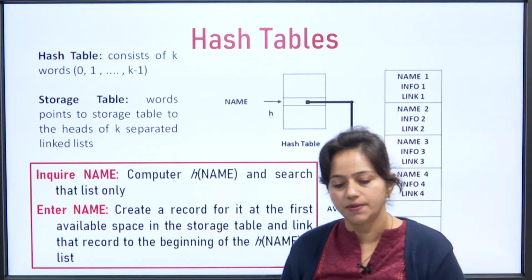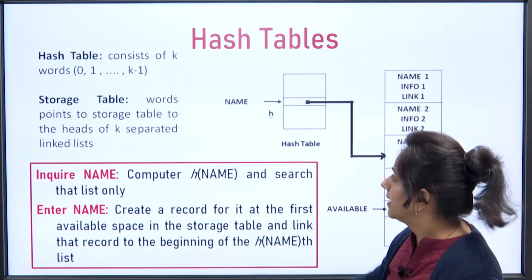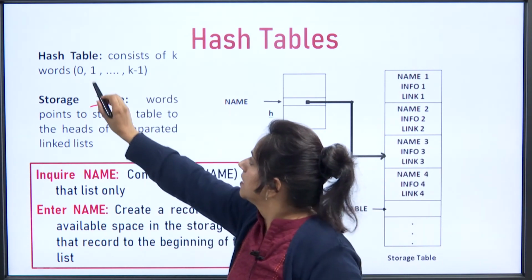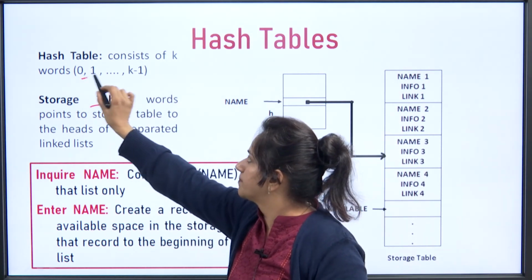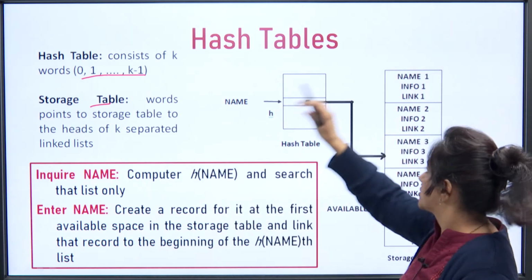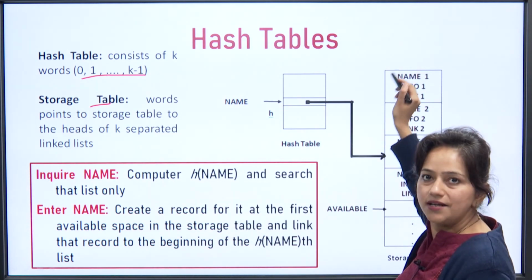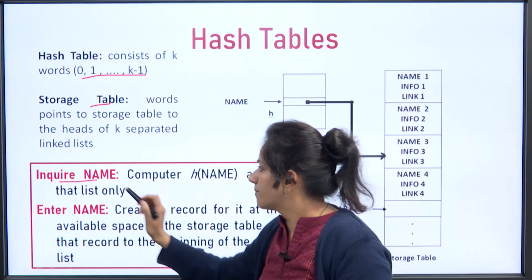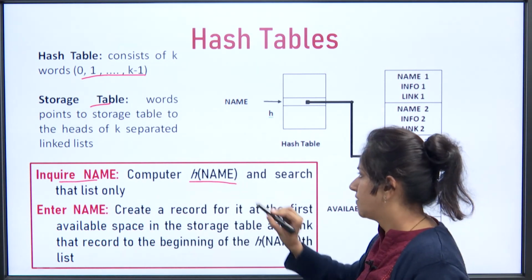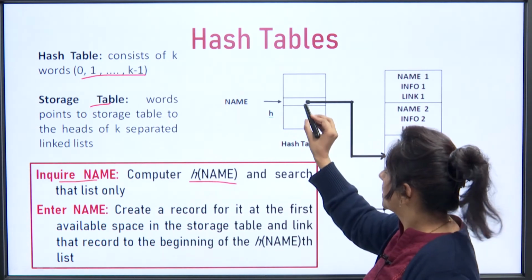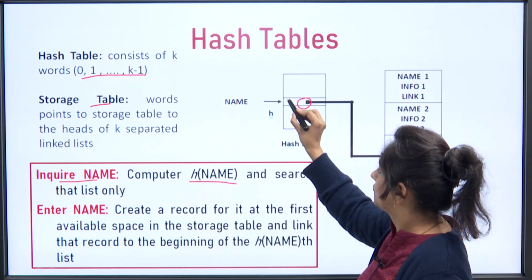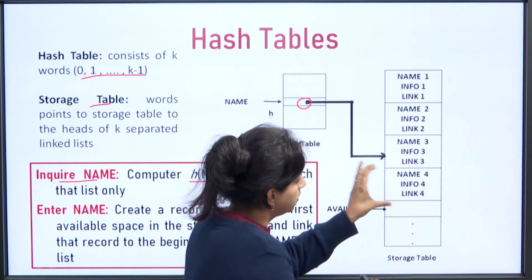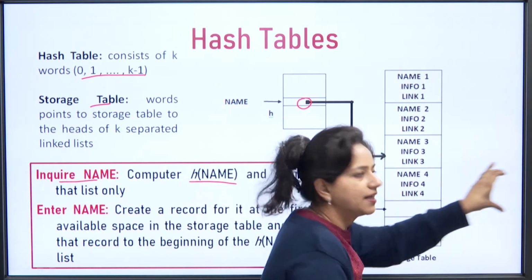Now next is the hash table. Here we will have two tables. One is the hash table, second is the storage table. In the hash table we will keep the hash values from 0 to k minus 1, and in the storage table we will store the information like name, info or link. If we want to inquire a particular name, then we will compute the hash value, and based on that hash value, suppose this is 5, then we will go to the 5th list and look for the record in that particular list.